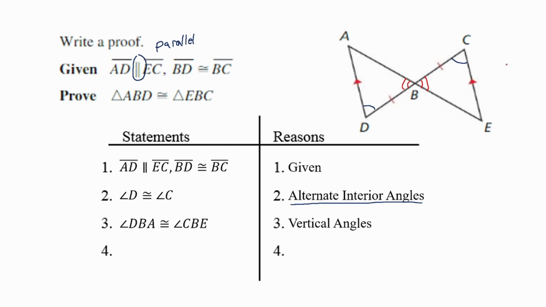And now I have what I want for this angle side angle relationship. I have two angles in each triangle, and I have the segment that is part of both of those angles. So I can say that the triangles are congruent by angle side angle.